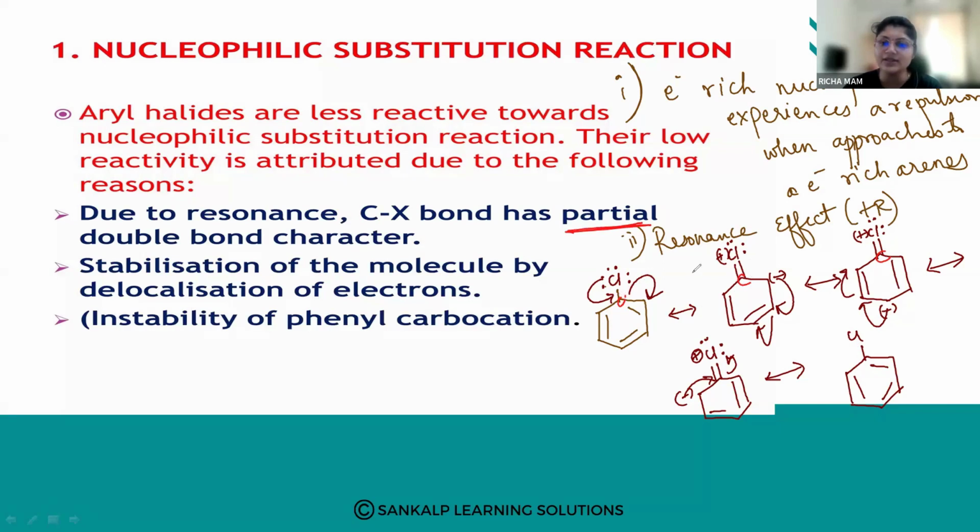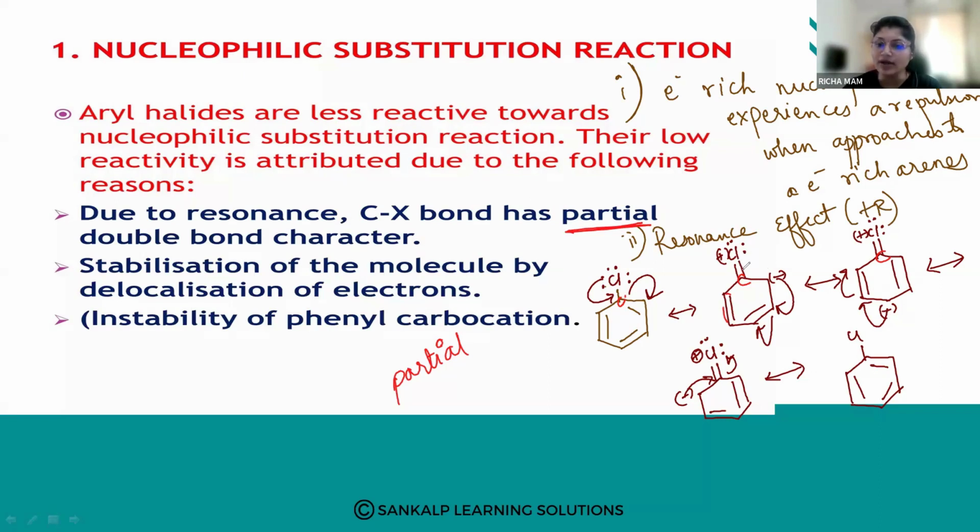This double bond character is not fixed, right? It is partial. Partial means what? This is because we are stabilizing the negative charge. So these bonds are not intact, they are not fixed, the pi bonds are moving. So what is happening here? The C-Cl bond is getting a partial double bond character.